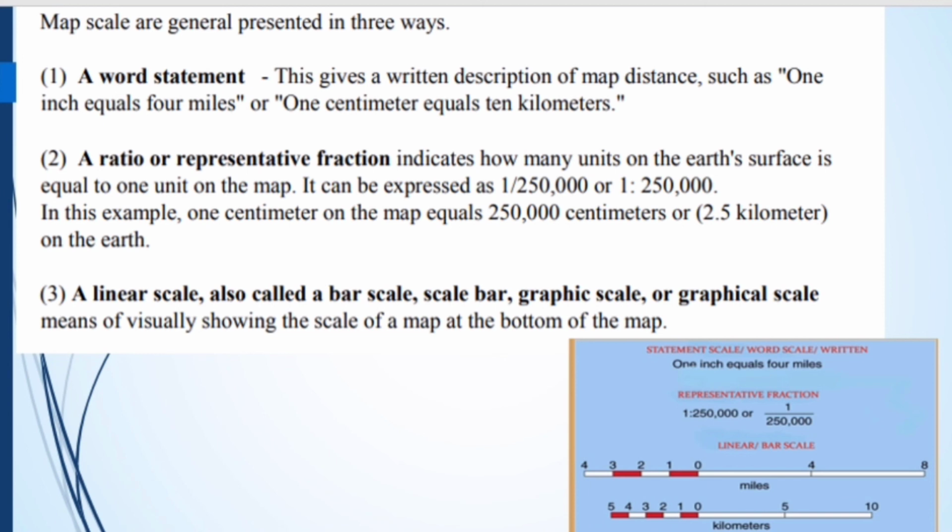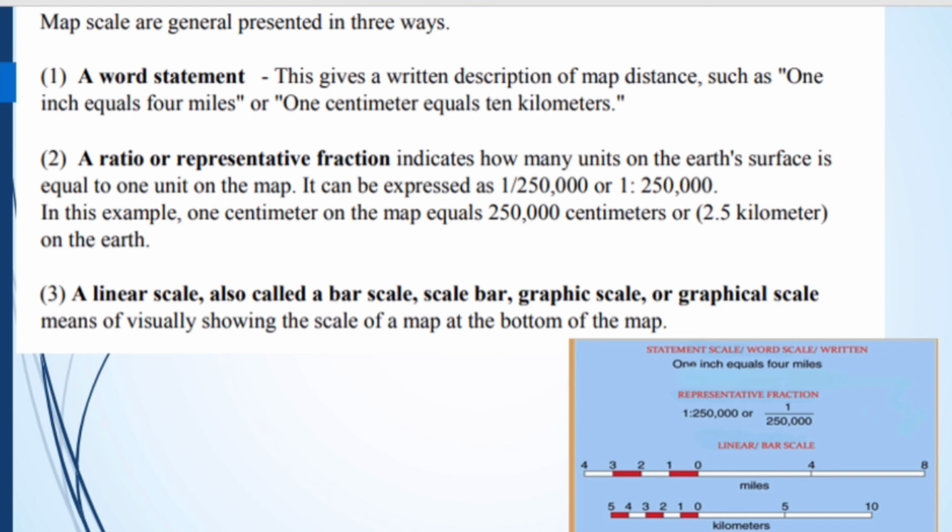A ratio or representative fraction. A ratio or representative fraction indicates how many units on the Earth's surface is equal to 1 unit on the map. In this example, 1 centimeter on the map equals 250,000 centimeters or 2.5 kilometers on the Earth.